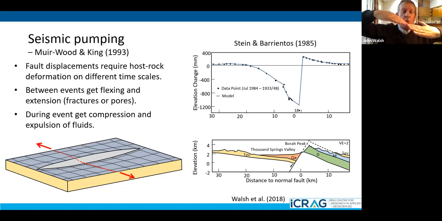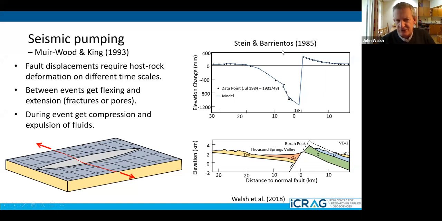What happens is that when it extends, it sucks in fluids. The pore fluid space is increased. Fluids get pumped into this extended part across the fault before a seismic event happens. And then an earthquake happens, ping. All of these spaces are compressed. This is what happens in an earthquake.